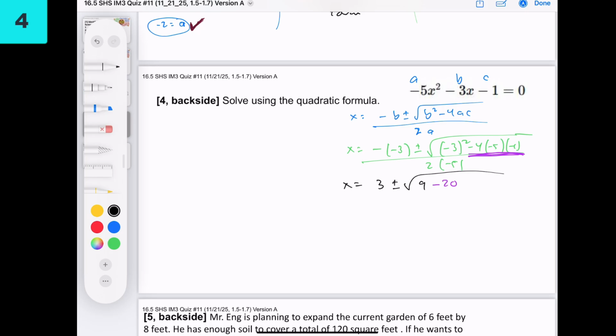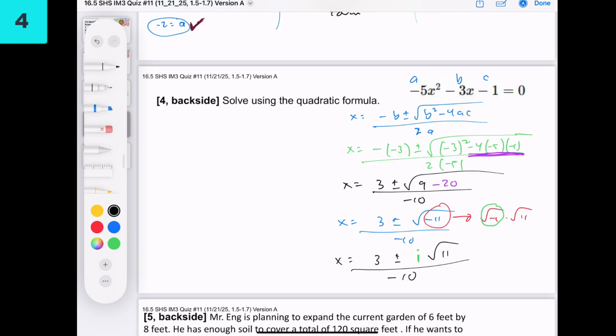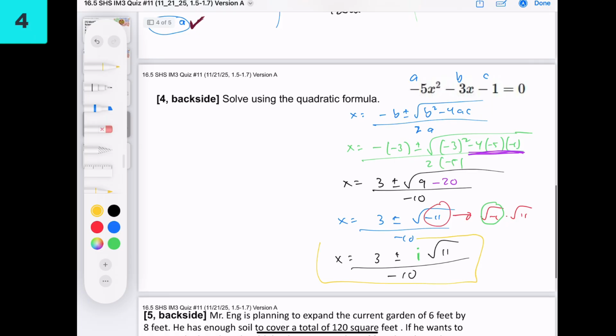Okay? Over -10. So 3 plus or minus -11 over -10. That is square root of -1 times square root of 11. So that becomes i. So you have x equals 3 plus or minus i radical 11 over -10, and this would be your answer.